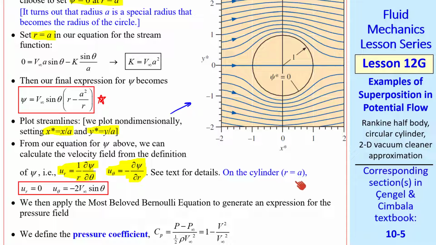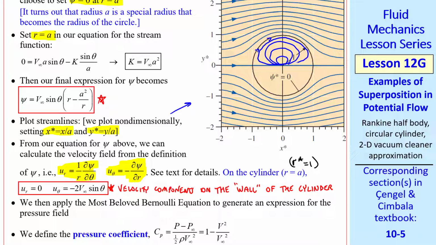On the cylinder, r equals a, or non-dimensionally r star equals 1, we get ur equals 0 and u theta equals minus 2 v infinity sine theta. These are the velocity components on the wall of the cylinder. I put wall in quotes because in potential flow this is really not a wall, it's actually just a streamline. In fact, we have flow inside this circle because of the doublet, and those streamlines look something like this. No longer circles, but rather flattened circles that fit within this circle of radius a, or radius 1 non-dimensionally. We're imagining that this circle is a wall, and we have the velocity components now along that wall.